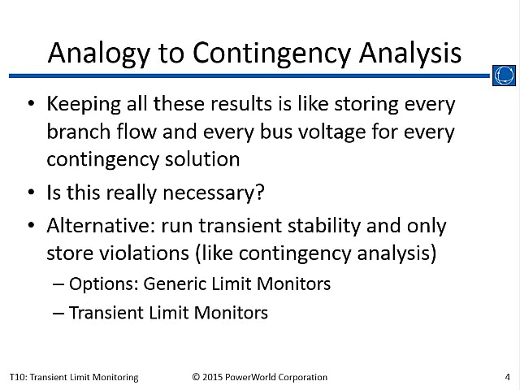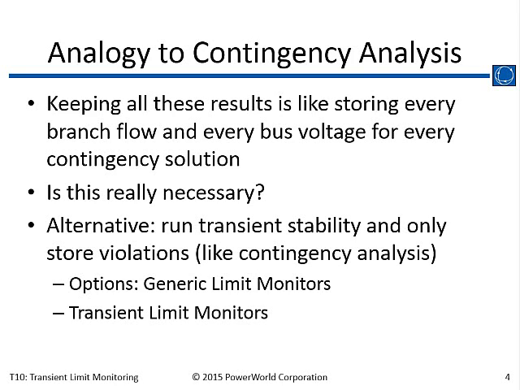What we came up with, after talking to people about how they use transient stability and how they use the results, is something that's kind of analogous to contingency analysis, where when you run a power flow contingency analysis, you're looking for voltage violations and thermal violations on branches. You're not storing every flow and every voltage on every branch and bus.